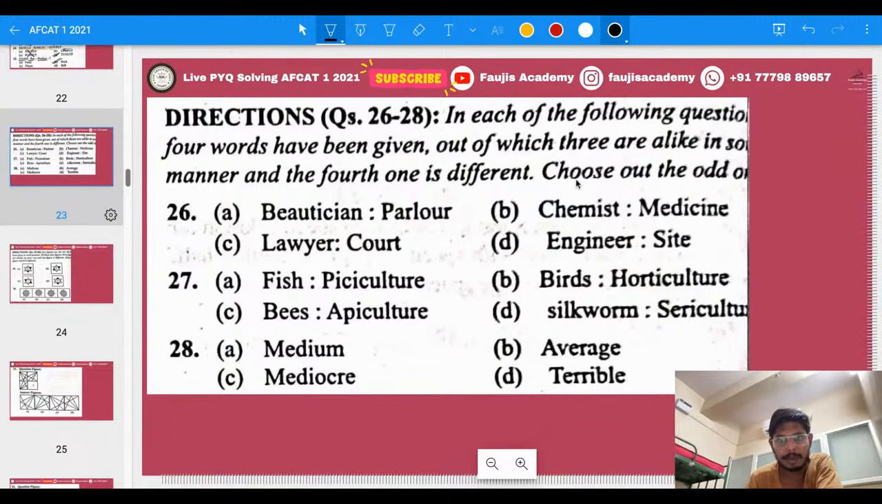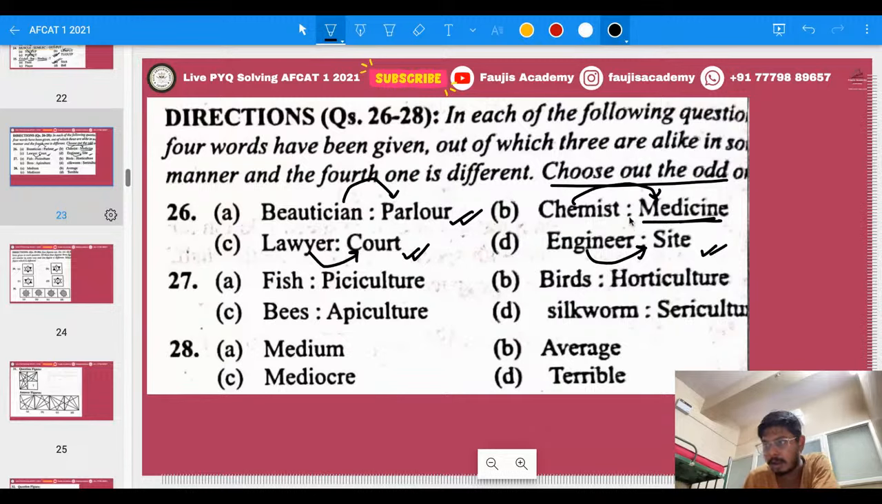We have to choose the odd one out. Beautician is to parlor. Lawyer is to court. Engineer is to site. Then what? Beautician works in parlor, lawyer works in court, engineer works on the site, chemist works where? Does chemist work in the medicine? No, chemist doesn't work in the medicine. It works in the laboratory. Okay, lab. Right?